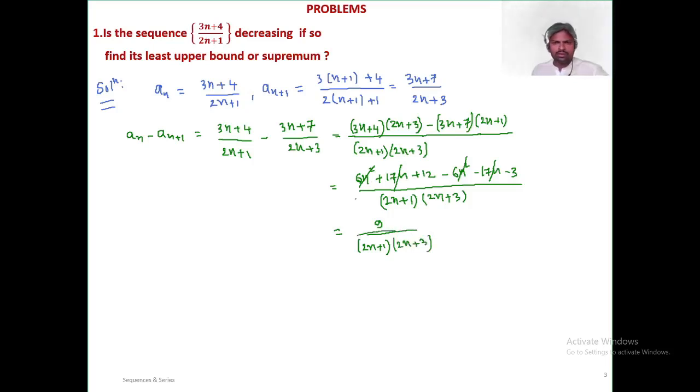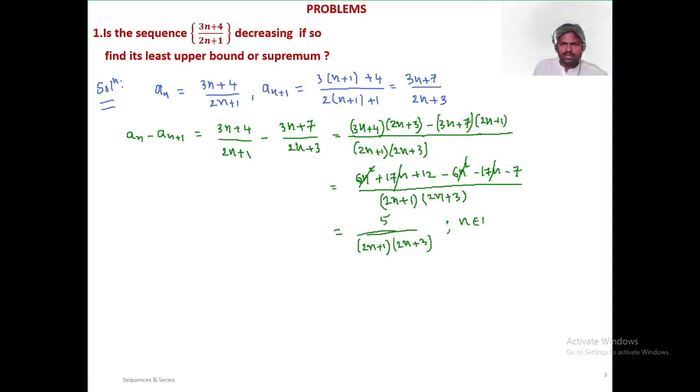Okay, so I think this is 7, right? This is minus 7. So 12 minus 7, whatever, but I just want the sign only. So 12 minus 7 is 5. So it is 5. Now here, what is n?